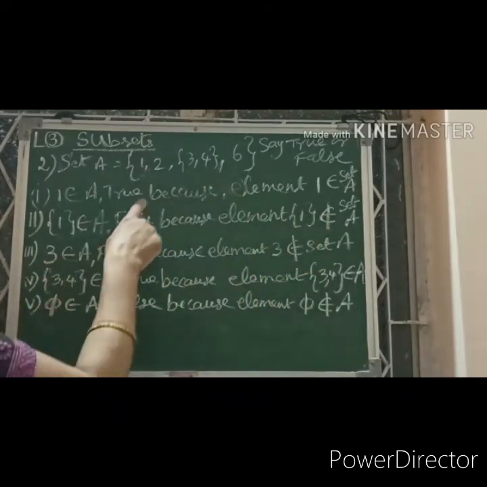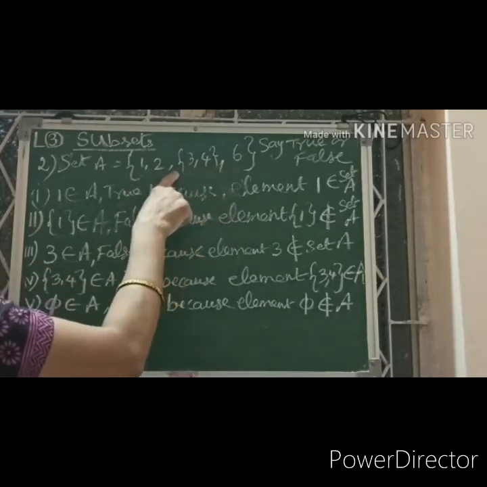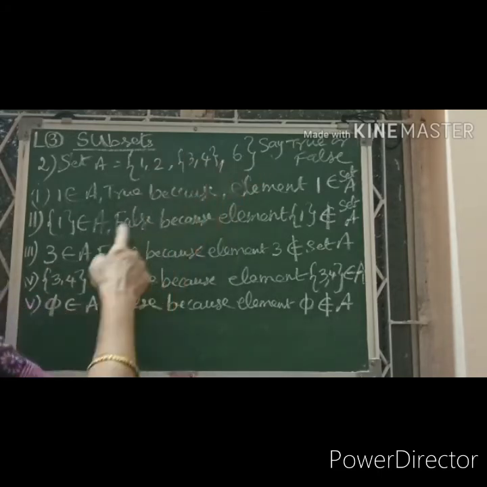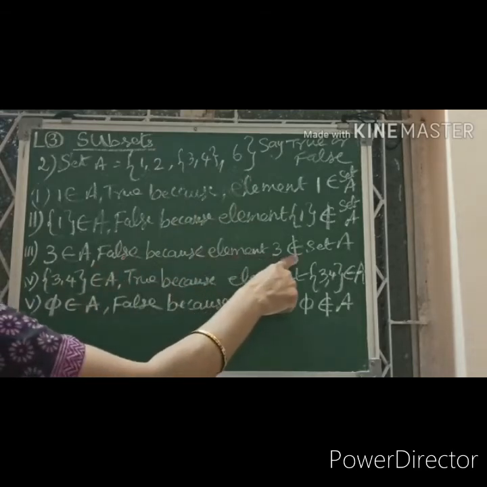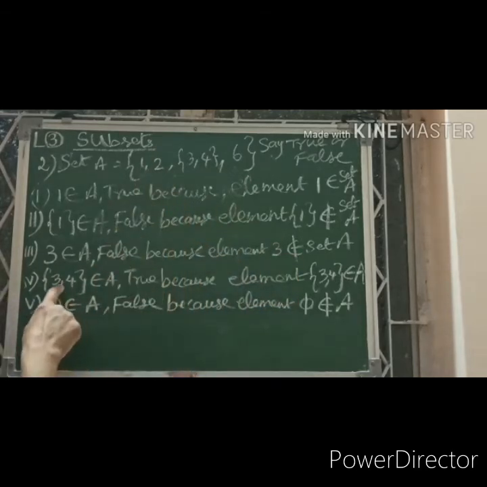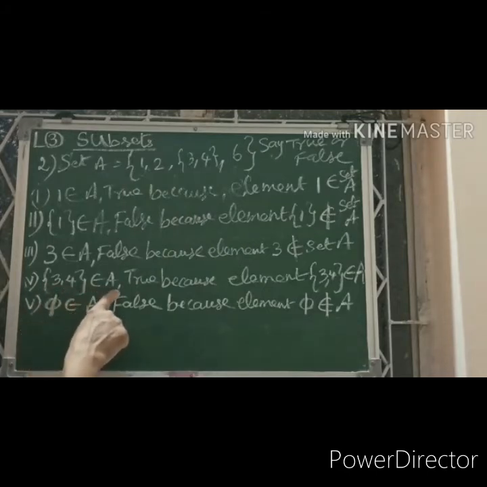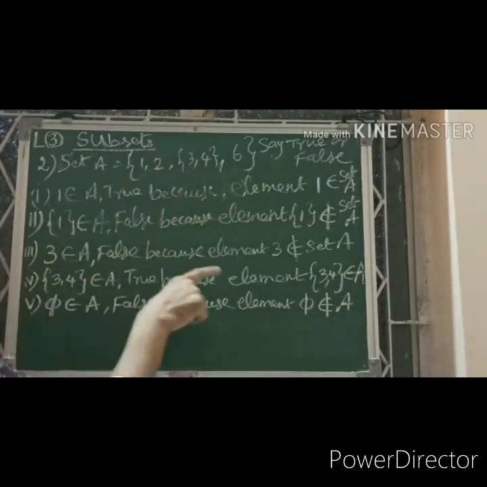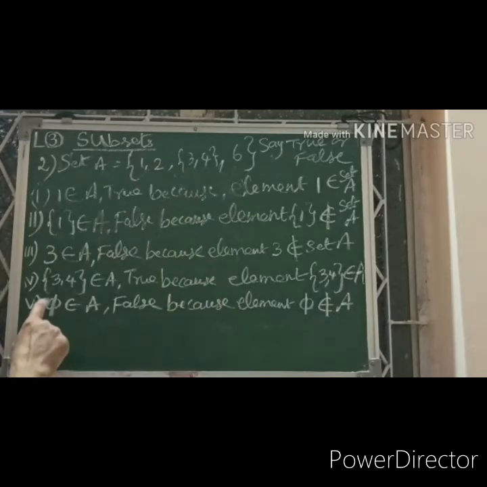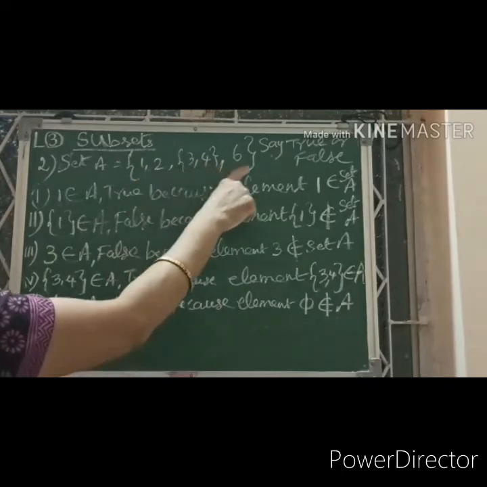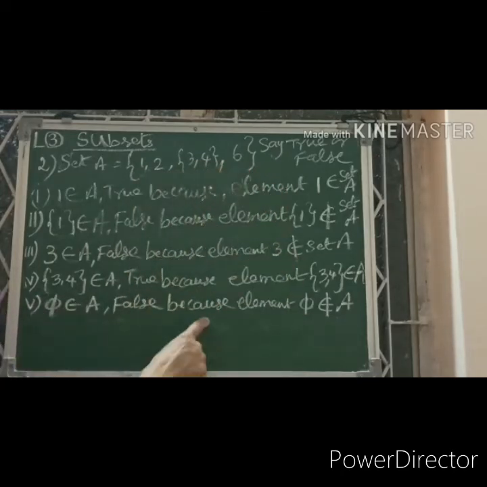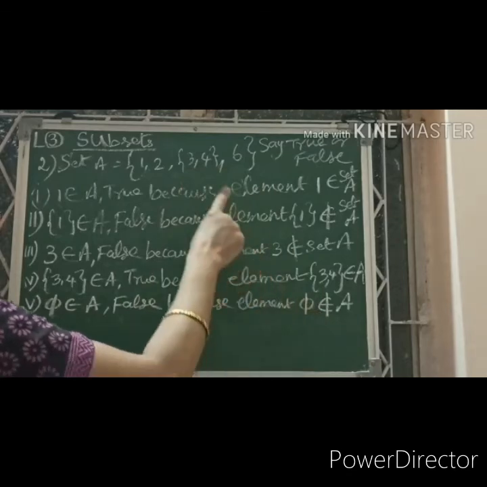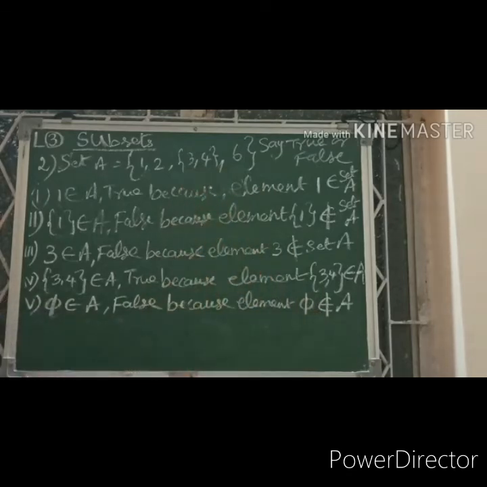3 belongs to A. Element 3 is there? No, 3 is not there. So it is false. 3 does not belong to set A. Next, {3, 4} belongs to A. Identify whether {3, 4} is there. Yes, it is very much present in set A. 5 belongs to A. Is there any 5? No. False because element 5 does not belong to A. Note it down.